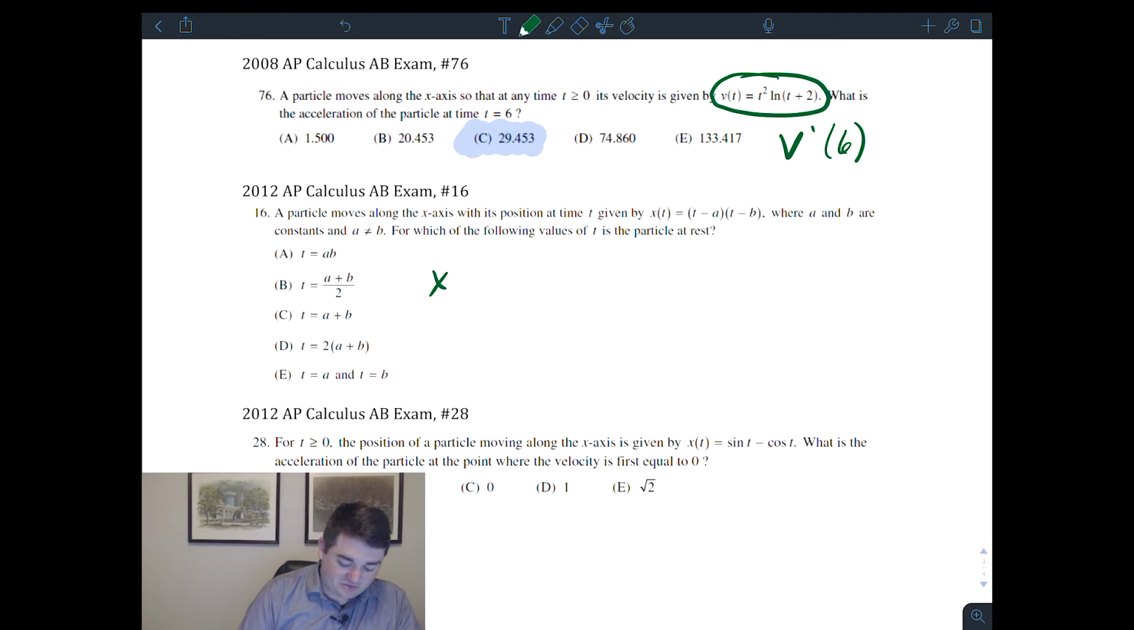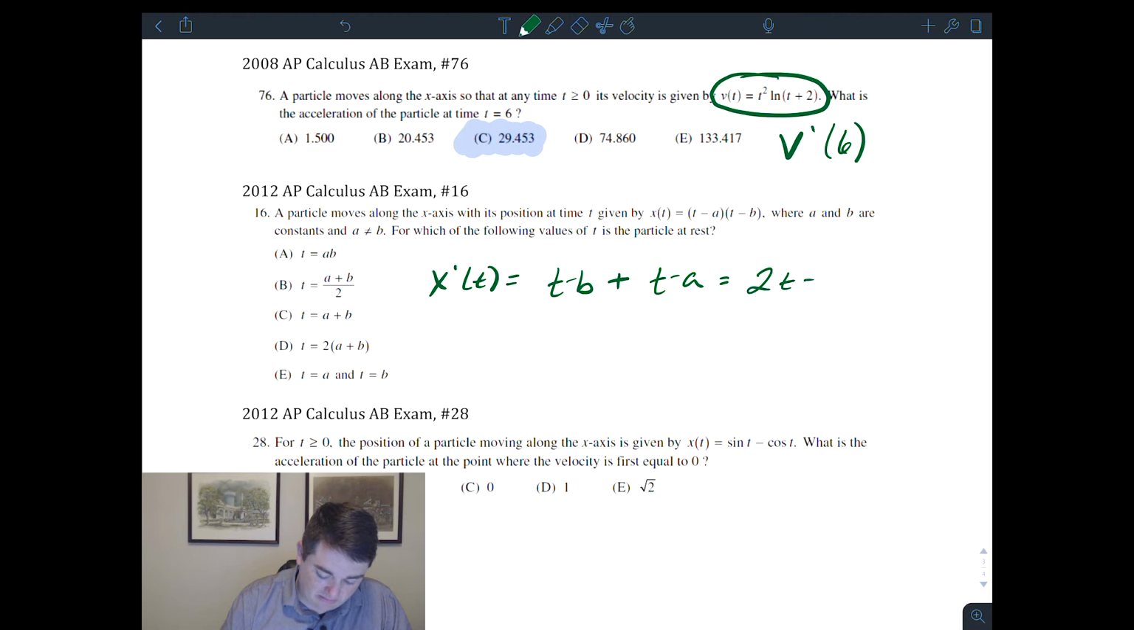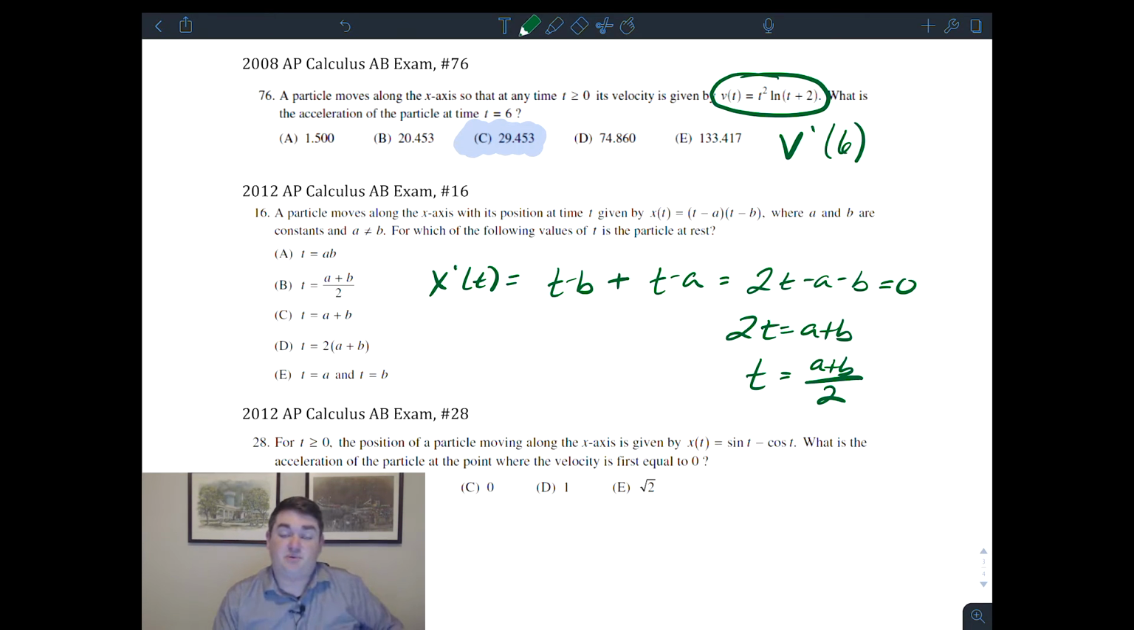So my velocity, the derivative of my position function, I can find using the product rule. The derivative of t minus a is 1 times t minus b plus t minus a times 1. So that is 2t minus a minus b. There's your velocity function, and I want to set that equal to 0. Well, add a, add b, divide by 2. And this particle is at rest at the time a plus b over 2, which is answer choice B.